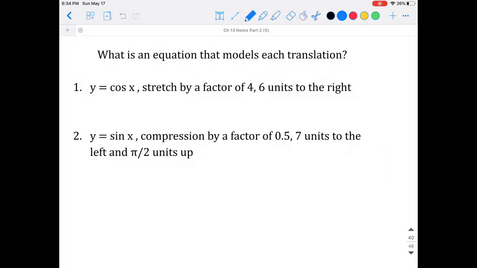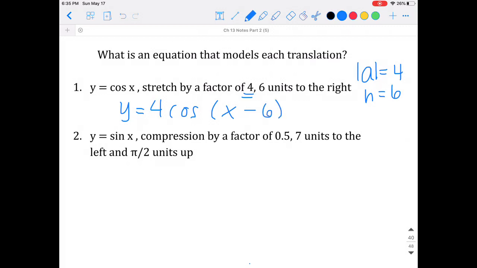Otherwise, let's get started. So y equals cosine of x with a stretch by a factor of 4 and translated 6 units to the right. So if we have a stretch of 4, our stretch and our compression is given by a. So our a value is going to be 4, and 6 units to the right tells us that our h value is going to be 6. And this is the absolute value of a, because a stretch or a shrink, that negative doesn't affect that. The negative only affects whether or not it is a reflection. So when we plug into our equation, we have y equals 4 cosine of x minus 6.